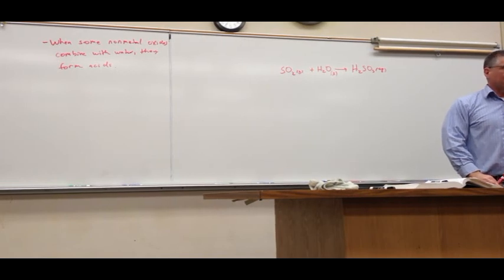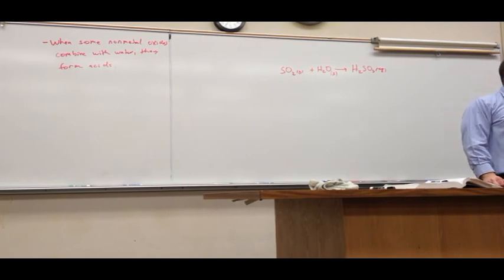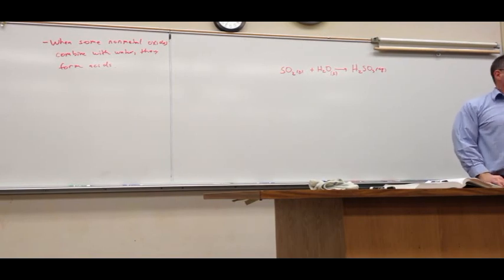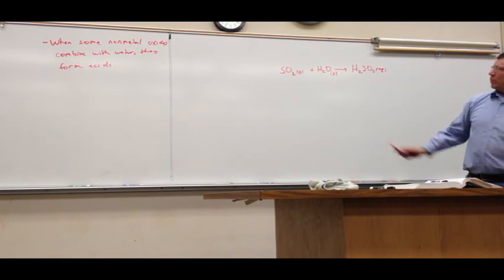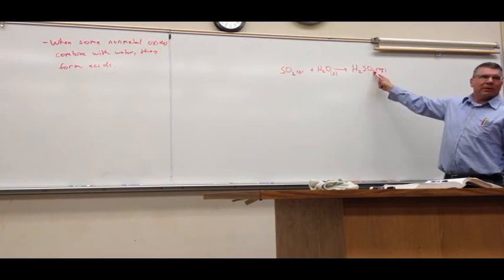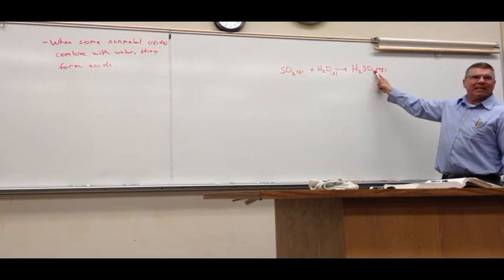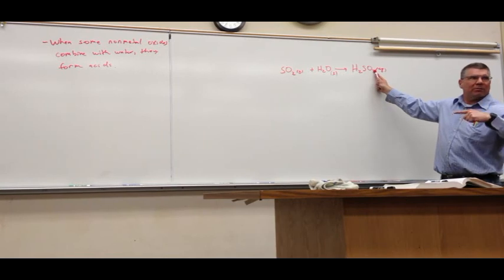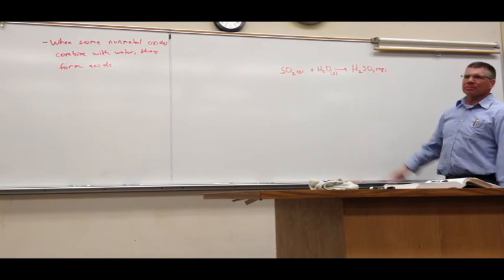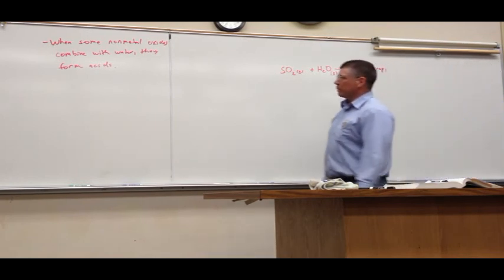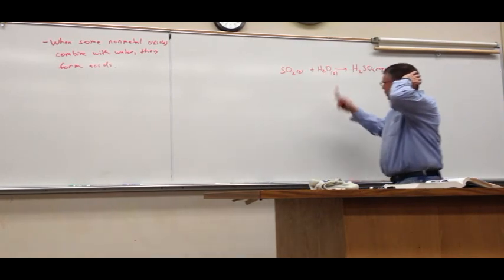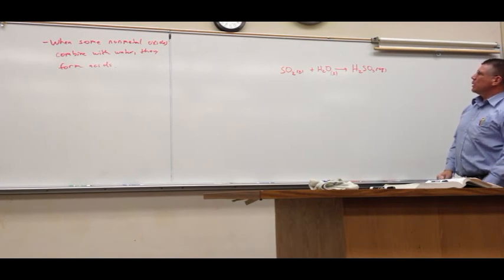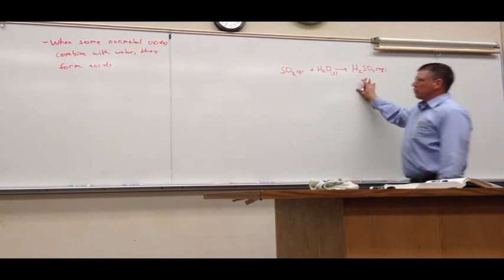Right, yeah, that's right. Sulfuric is SO4, H2SO4. Sulfurous is H2SO3. Just a nomenclature review. The polyatomic ion SO3 2- is sulfite. ITE becomes OUS. ATE becomes IC. You guys remember that? Sulfurous acid. Anyway, this is an example of how some non-metal oxides can combine with water to form acids.